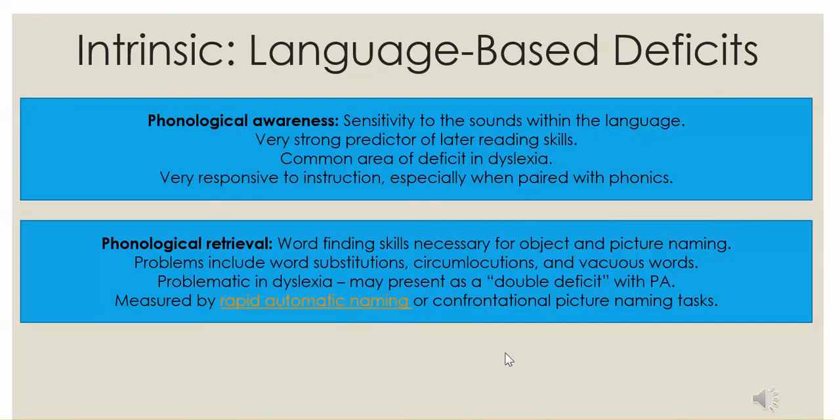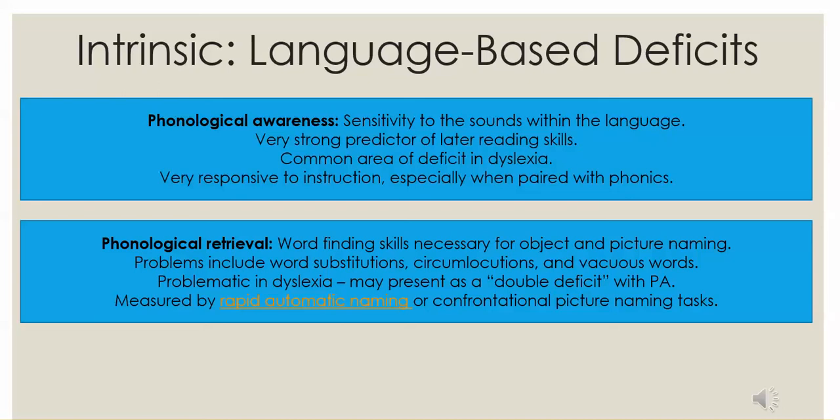Phonological retrieval. This is word finding skills necessary for object and picture naming. So kids who have difficulties have a lot of word substitutions, so they might accidentally say chair instead of table, so they're substituting words that are within the same semantic category. They have a lot of circumlocutionary speech, so they're talking around their concepts, or they use a lot of vacuous words like this or that. This is problematic in dyslexia, so we may see this as a double deficit, phonological retrieval plus phonological awareness deficits.